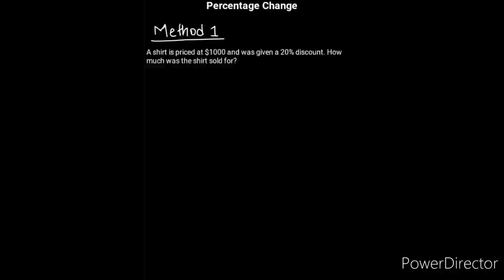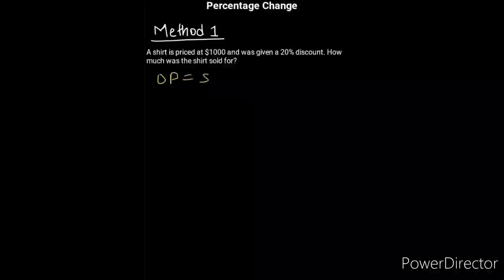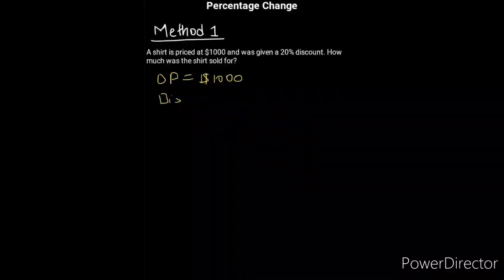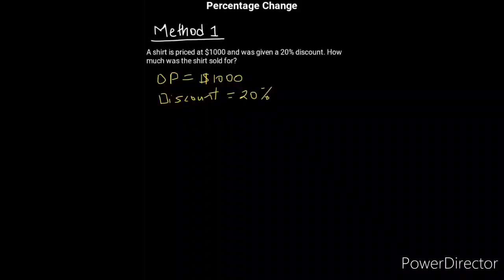Percentage change method 1. Our question says a shirt is priced at $1,000 and was given a 20% discount. How much was the shirt sold for? Firstly, we'll write our information down so we know our original price OP is equal to $1,000 and our discount is equal to 20%. Now we have all of our information, so we can go ahead answering our question.